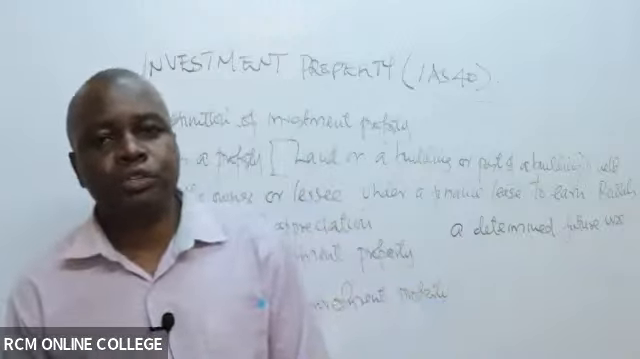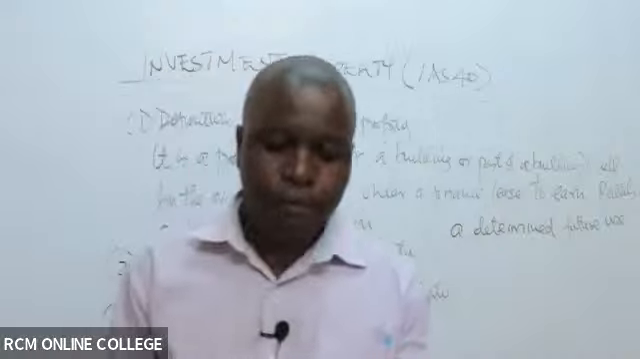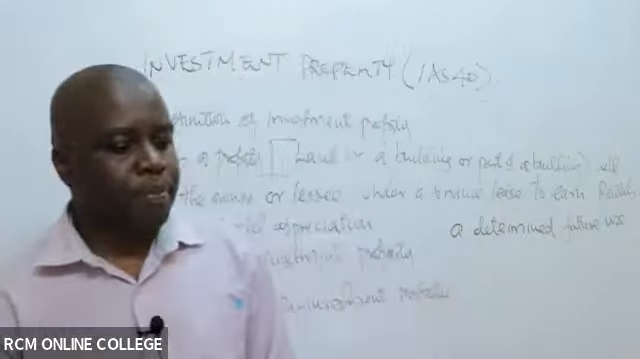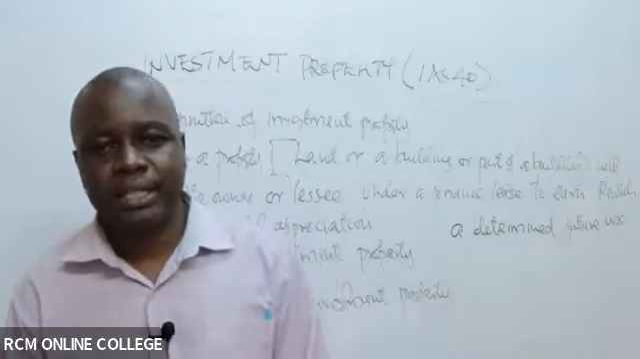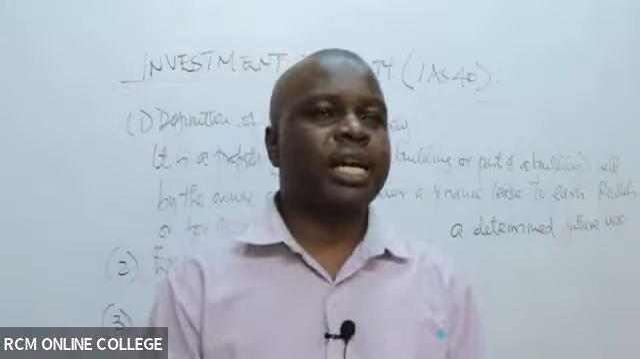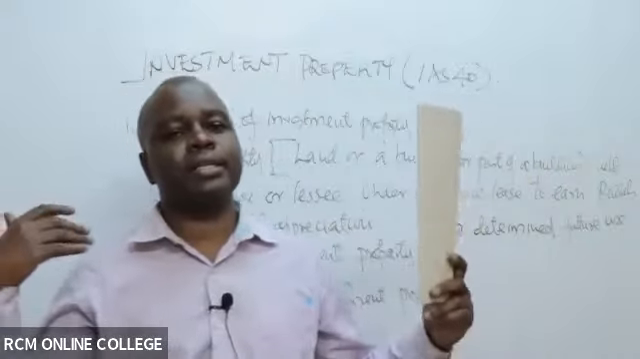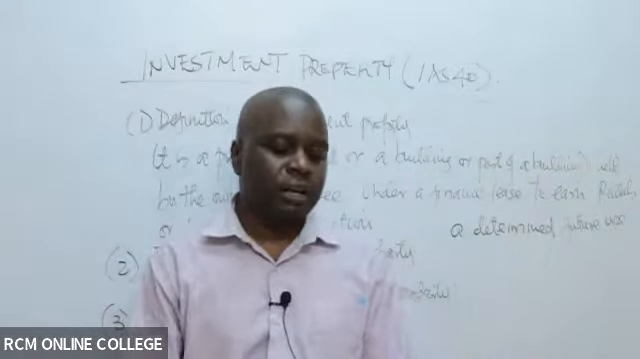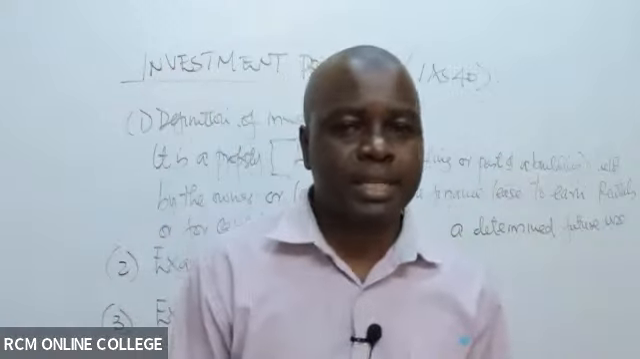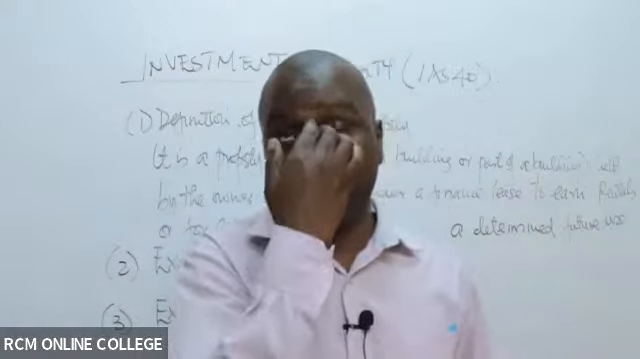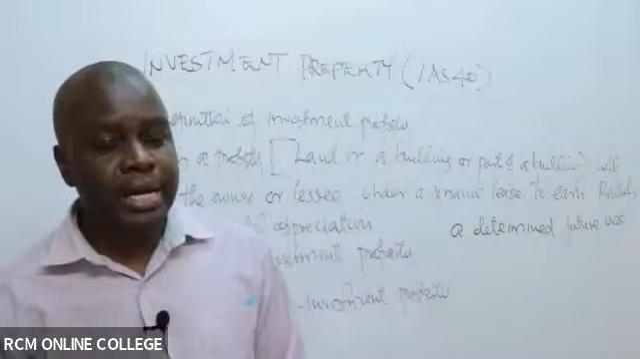Number three, property being constructed on behalf of a third party. You can be a contractor who constructs properties or buildings, so they can't be investment property. So, property being constructed on behalf of a third party.